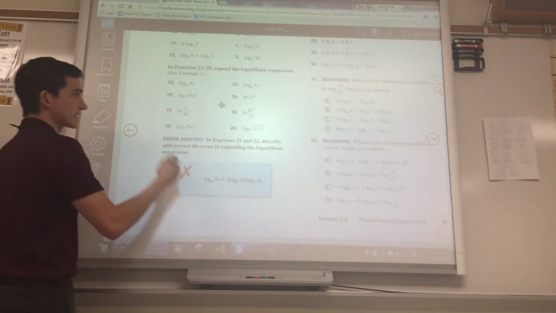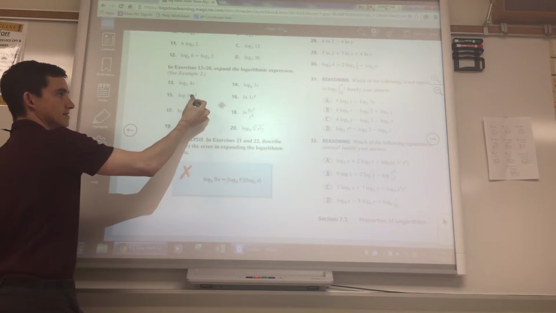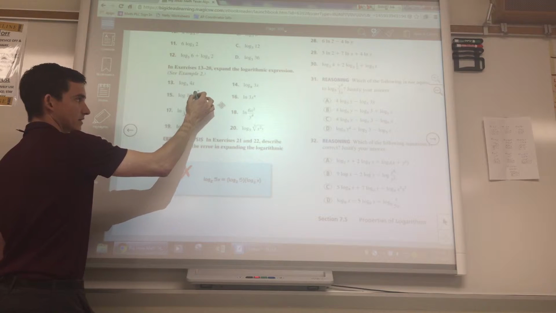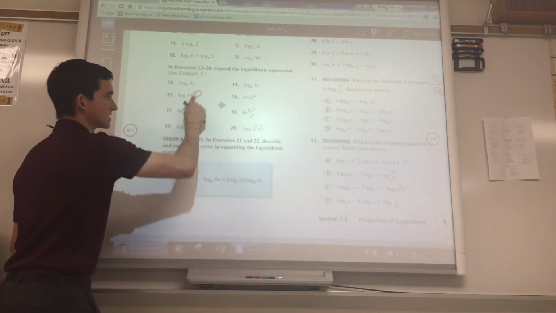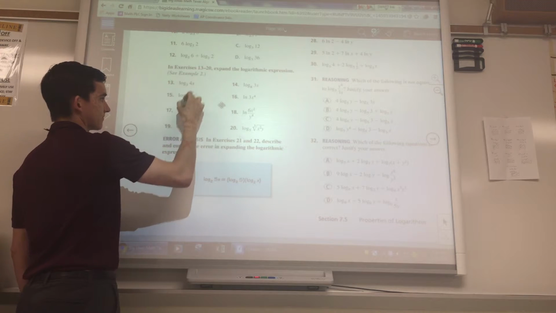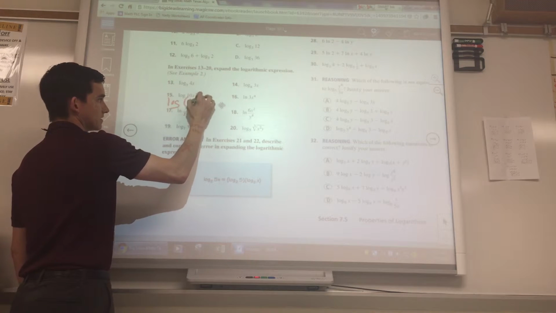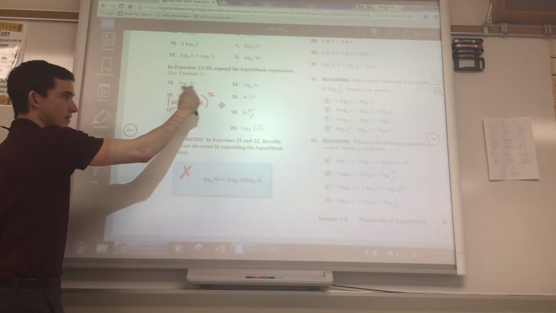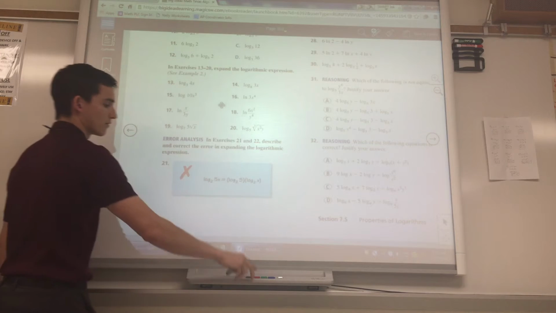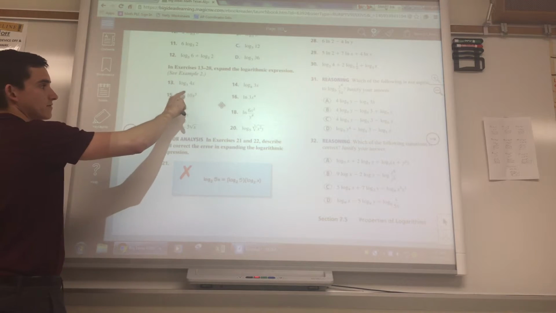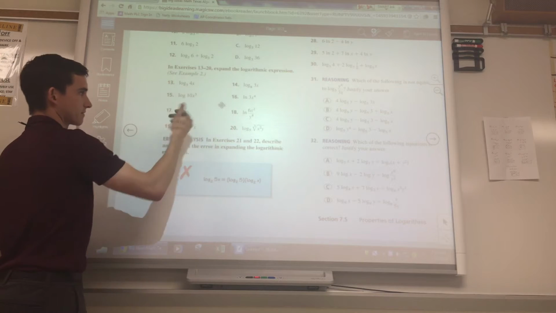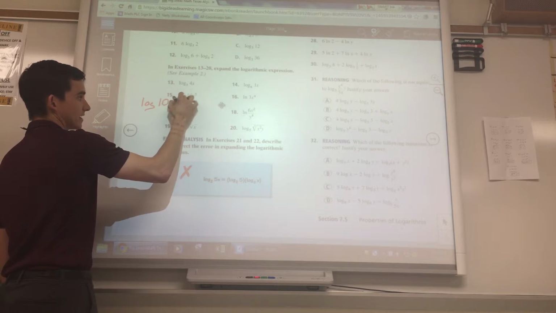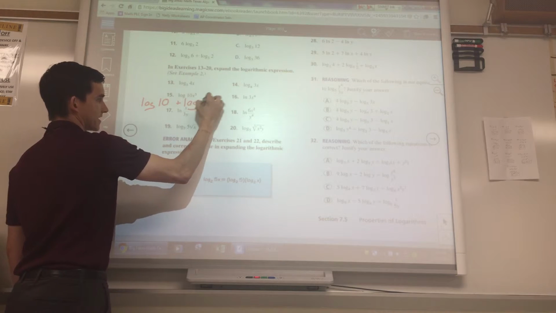Okay, now something that's tricky about this next one is that this 5th power is only on the x. It's not also on the 10. For example, if it were on both, it would be written like log of 10x to the 5th. But it's not written like that. It's only on the x. So the way you would rewrite this is first realizing that you have 10 times x to the 5th. You have log of 10 plus log of x to the 5th.